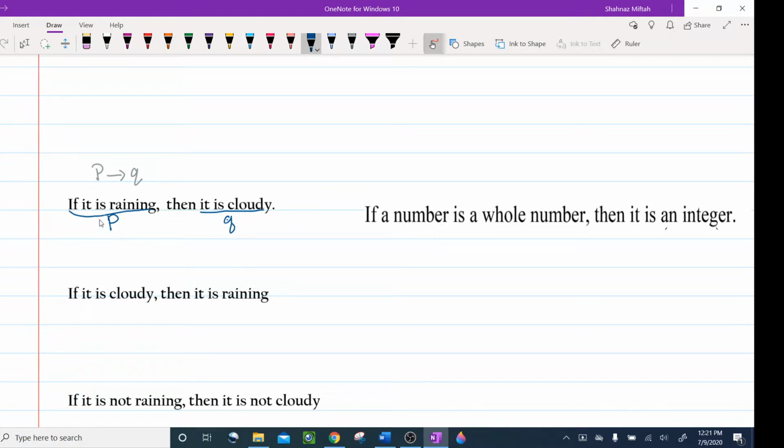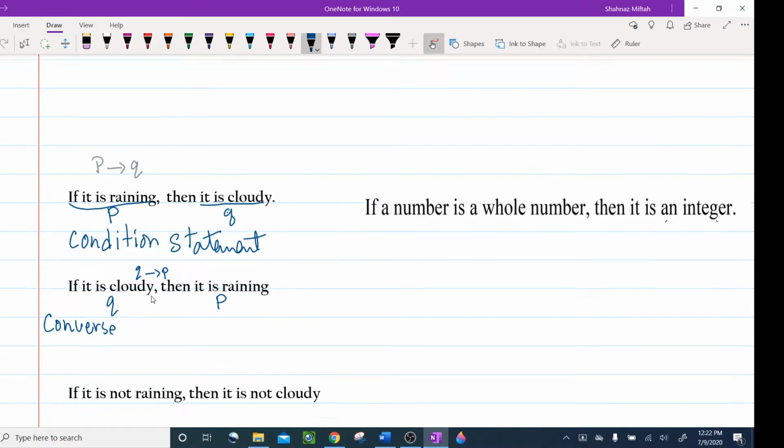Okay, this is a definite example of a conditional statement. For the converse: if it is cloudy, then it is raining. You can tell we switched the Q and P. It is cloudy was Q, so we moved it up here, and it is raining was hypothesis P, so we moved it here. So this is if Q then P, that's converse.